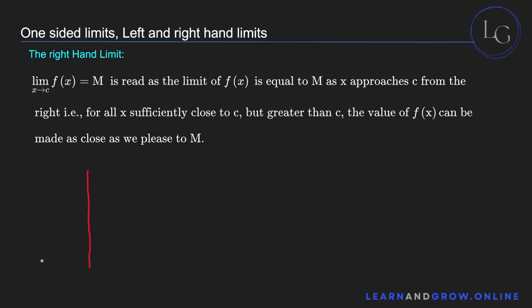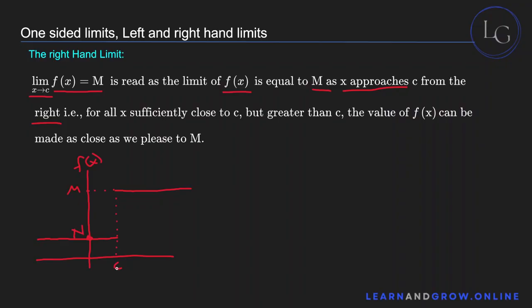So if you have a graph, it says f of x is equal to m as x approaches C from the right side. So here's an example. If you have this function over here, and this is C, now this is the m value of f of x, and this is the, say, n value.